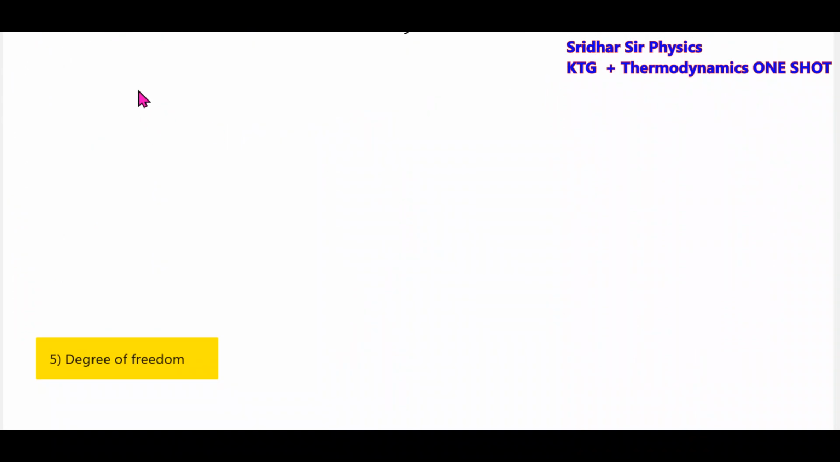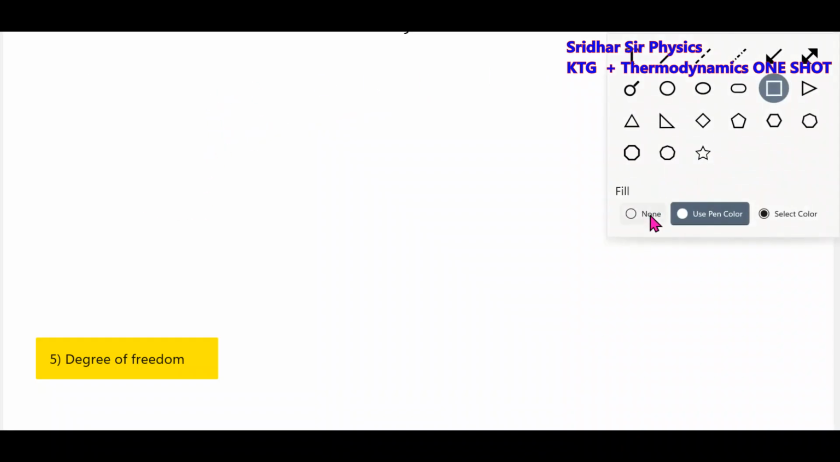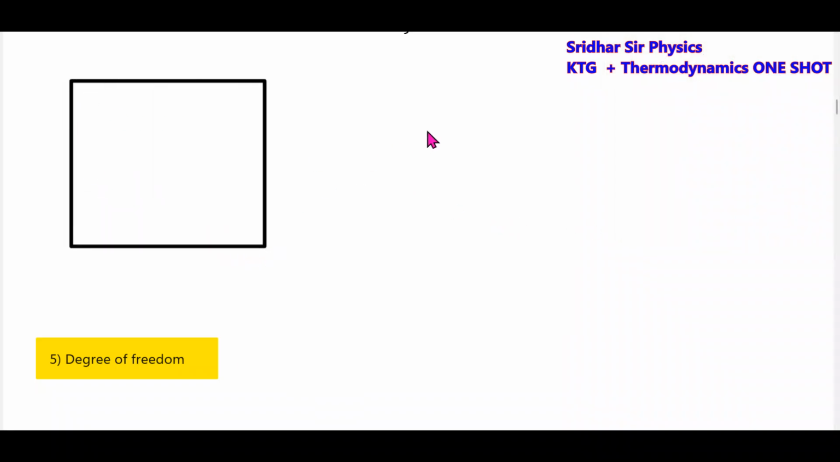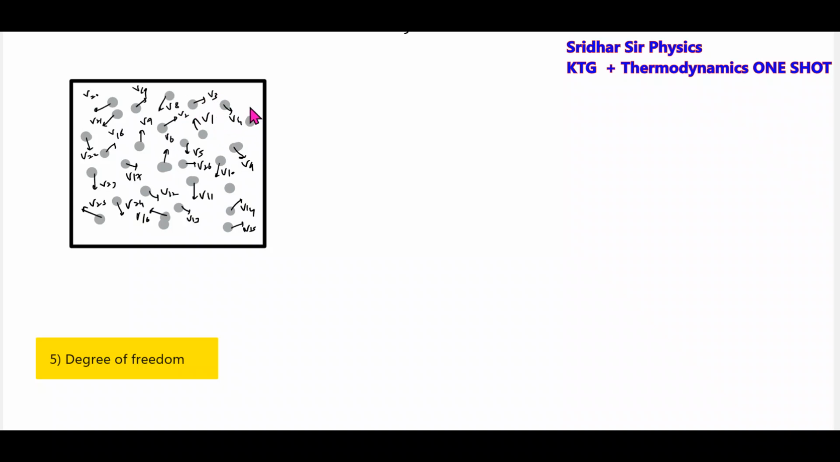Inside the vessel, what is the state of the molecules? The different molecules will be moving with speeds V1, V2, V3, V4. You can see that different molecules have different speeds and move in different directions. Then what is RMS speed?